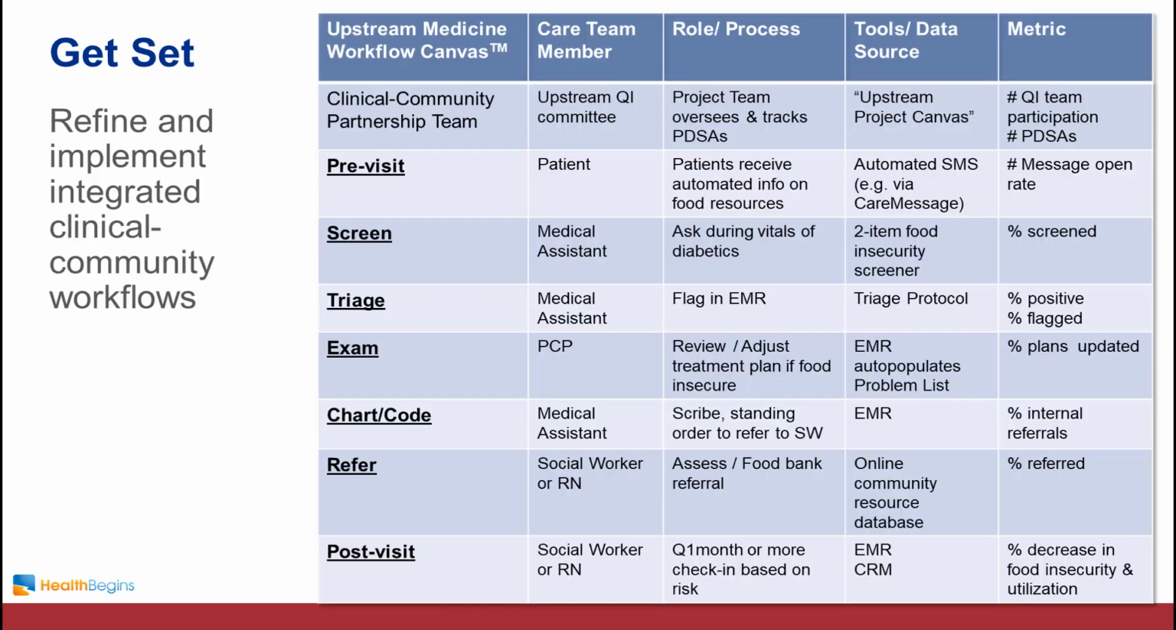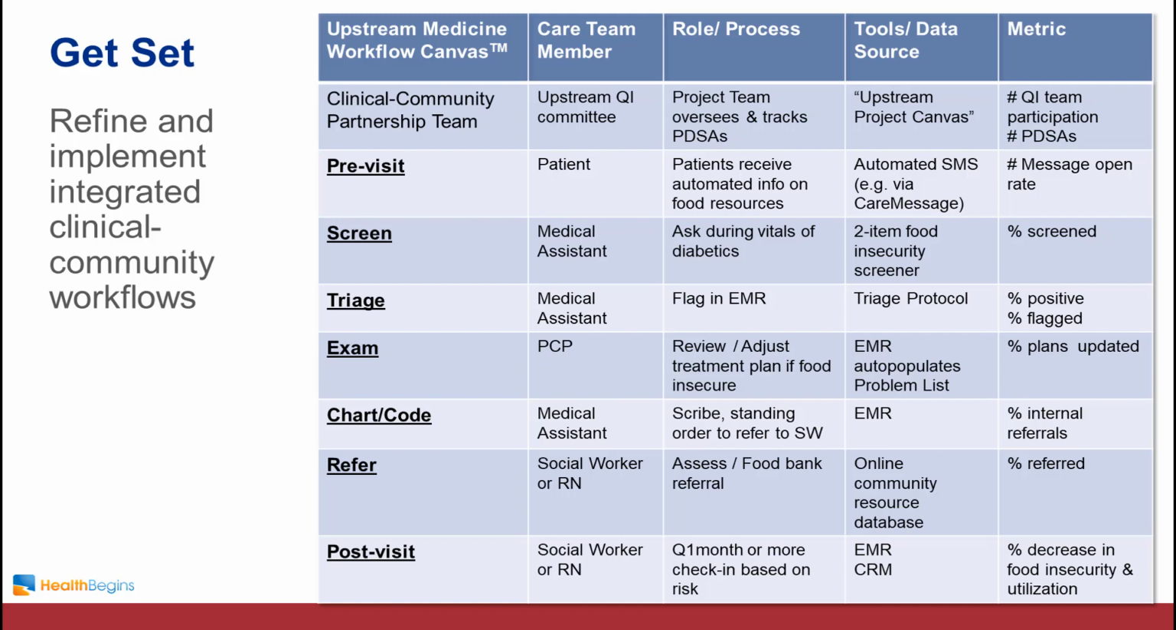And one way in which they can start to operationalize this is to look at how to optimize and refine existing workflows to incorporate the addressing of social needs. Here, for example, you'll see a standard workflow that charts out the course of a typical provider visit, everything from what happens pre-visit to the screen, exam, refer, and so on. And what this tool, which we call the Upstream Medicine Workflow Canvas, allows you to do is to map out your existing workflows and then identify those areas within that workflow where you can incorporate addressing of social needs.